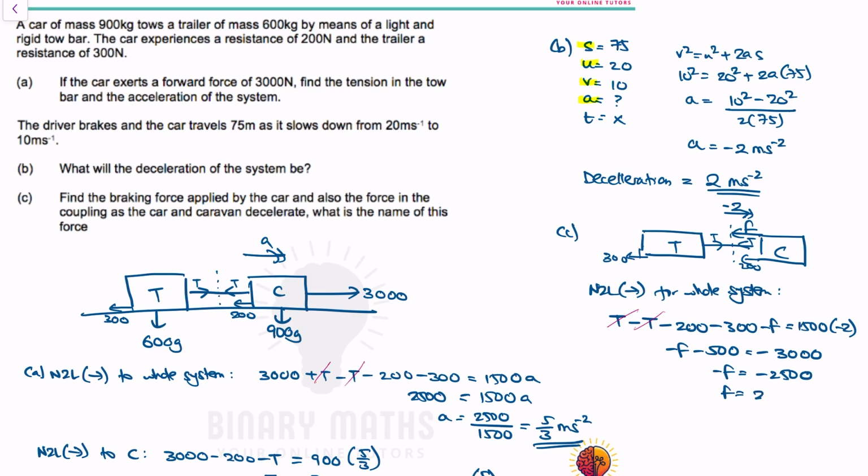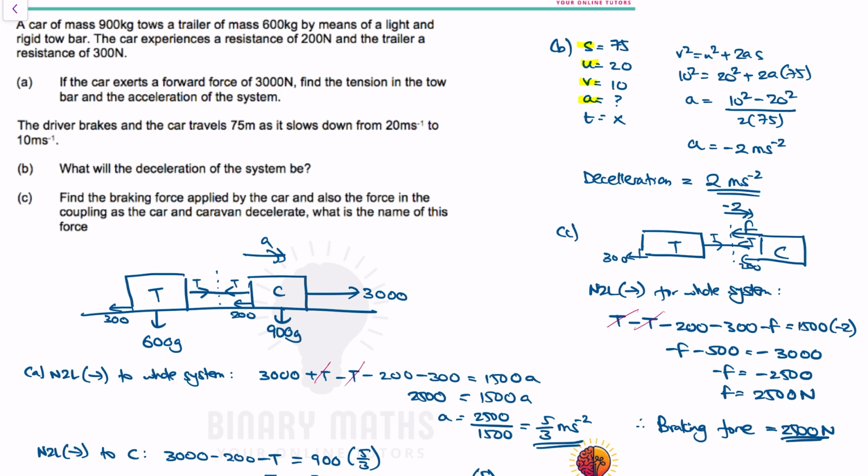So F is equal to 2500 newtons. So the braking force applied is 2500 newtons. So that's the first part done.